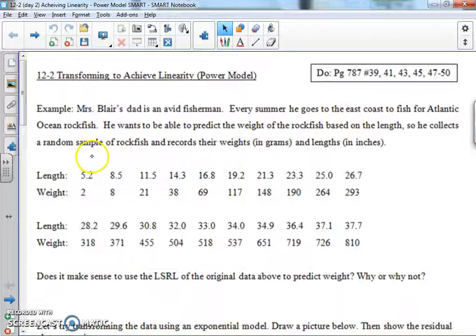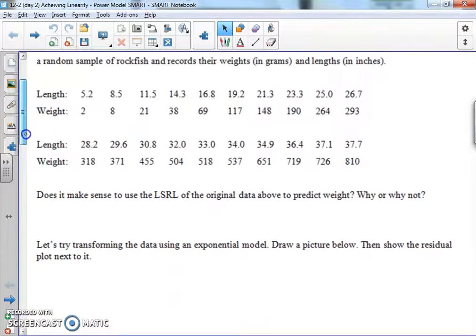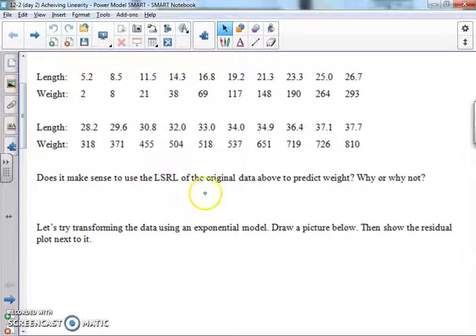So he did, how many is that? 1, 2, 3, 4, 5, 6, 7, 8, 9, 10. So he took a sample of size 20, because I have it in 2 rows here, to see what it looks like. So does it make sense to use a least squares regression line of the original data to predict weight? Remember, the purpose of a regression line is to predict stuff. So if I know that it has a certain length, will that predict it well? Well, in order to know if it's wise to use a least squares regression line, we want to know if it's linear. So we need to look at a scatter plot.